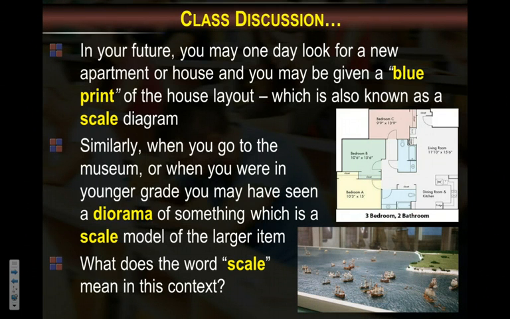One day you guys are going to go out and buy your own apartment, or rent your own apartment, or one day you may even buy or build your own house. And what you may know is when you go to look at a house, they have these things called blueprints or scale diagrams that look something like this. In a similar vein, if you've ever been to the Manitoba Museum, or when you were in elementary school, you made dioramas, small little versions of, say, this ship battle, or a farmyard or something like that. In both cases, those things are what are called scale models or scale diagrams.